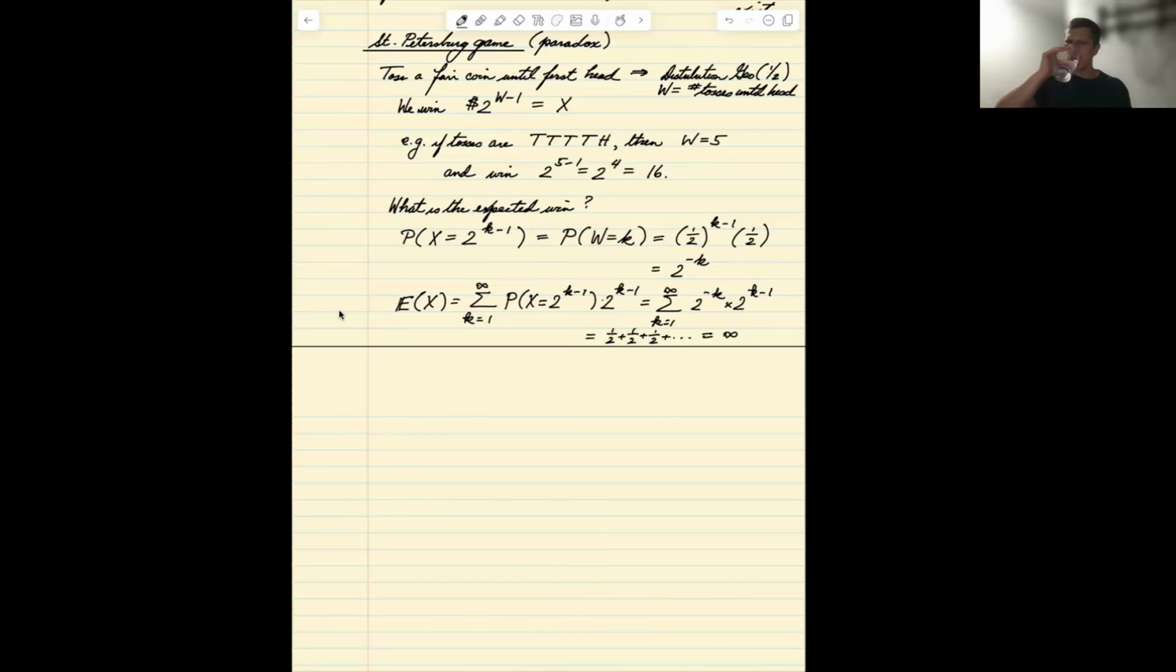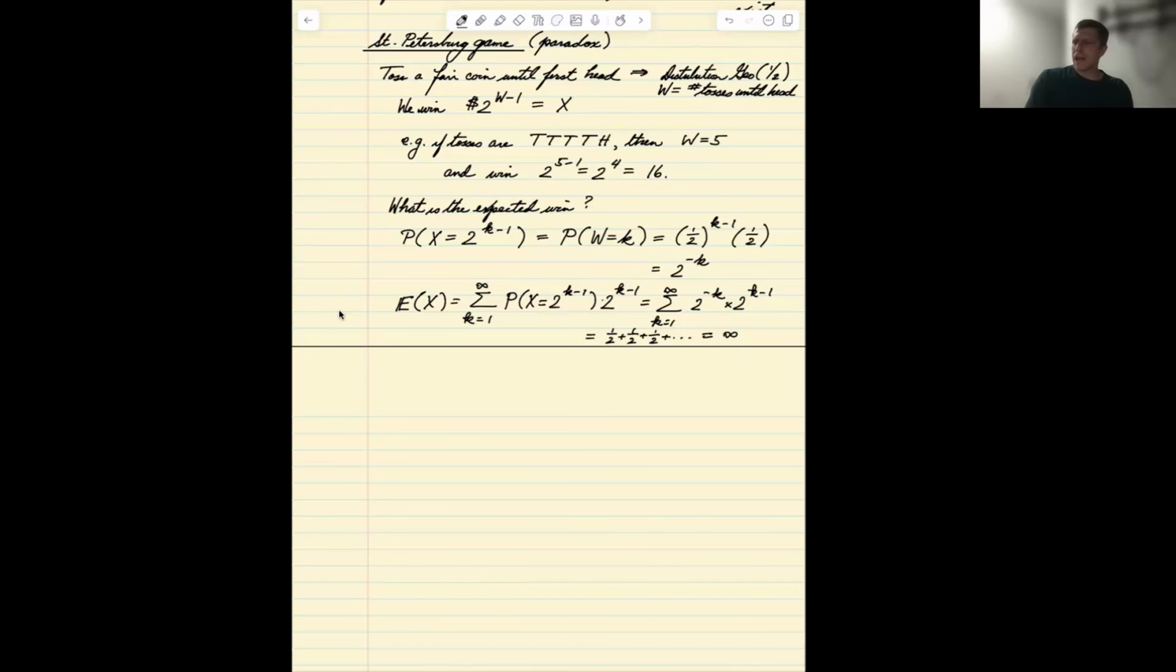So in this case, the expectation of playing this game is infinite. So in principle, I should be willing to pay any amount of money in order to play this game. I should be willing to pay my entire net worth to play this game, because I'm expecting to get infinite back in return.